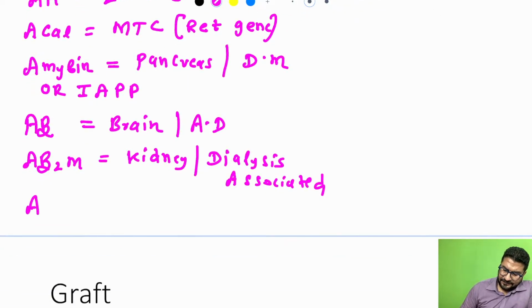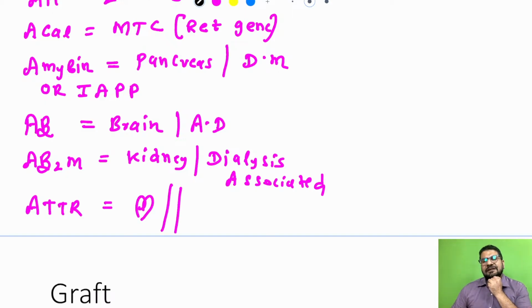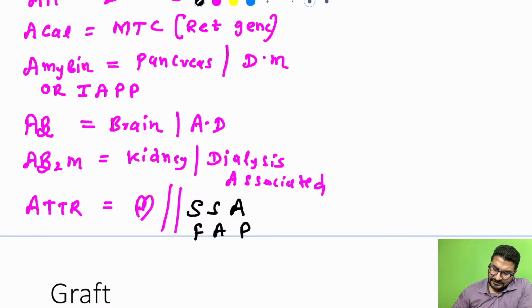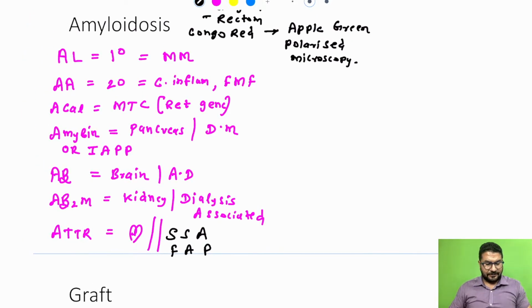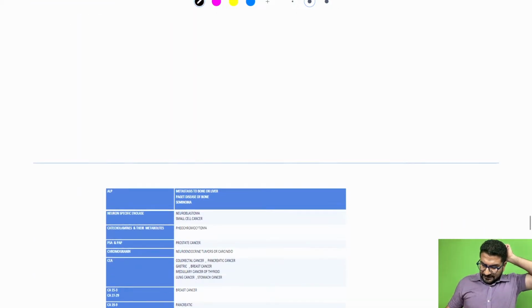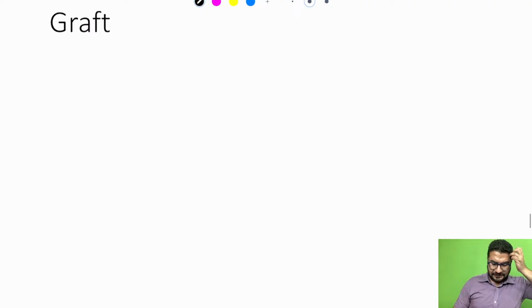Then the last important amyloid is ATTR. It is present in your heart, and it is also important in two familial syndromes: senile systemic amyloidosis and familial amyloidotic polyneuropathy. So these are the various types of amyloid which you have to remember. Done. Okay, now let's talk about the various grafts.